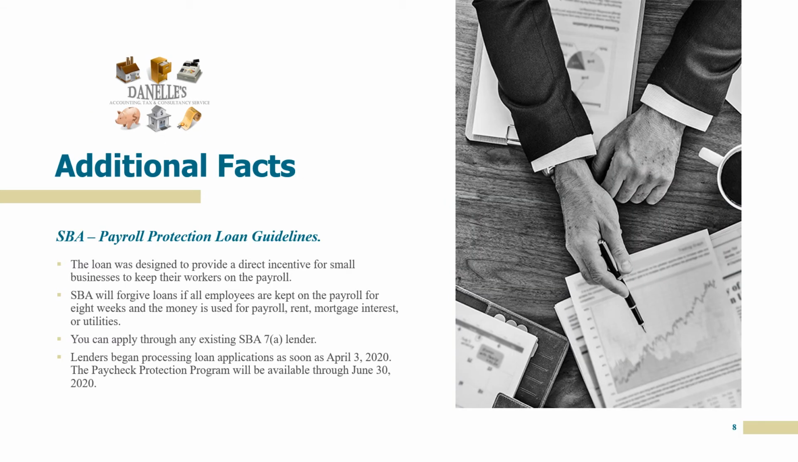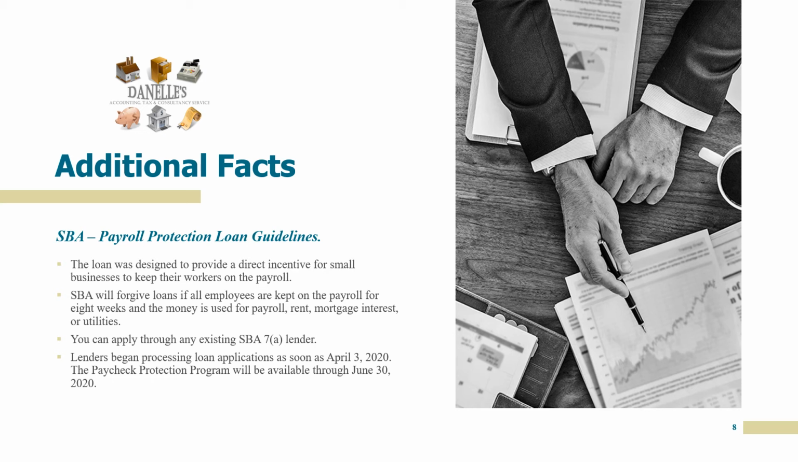I did want to cover some additional facts about the SBA Payroll Protection Loan Program or guidelines if you weren't already familiar with what the program was. The loan itself was designated and created to provide a direct incentive for small businesses to keep their workers on the payroll. SBA will forgive loans if all employees are kept on the payroll for a period of 8 weeks consistently, and the money is used for payroll, rent, mortgage interest, or utilities. You can apply through an existing SBA 7A lender.